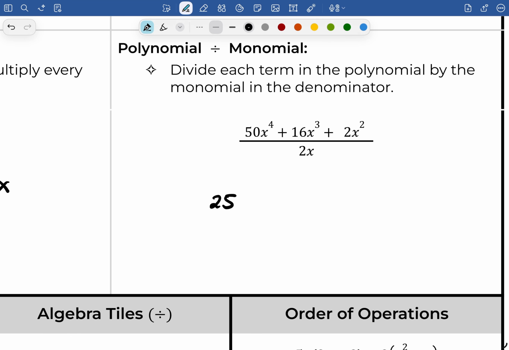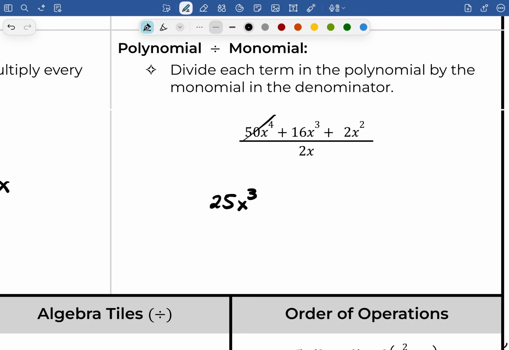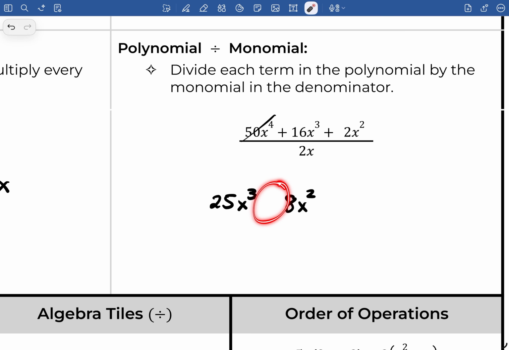25. And then we have 4 x's on the top and 1 x on the bottom. How many x's will we have left? 3. There we go. Okay, and now we're done with that one. We can move on to this stuff. So what is 16 divided by 2? 8. What is x to the power of 3 over x? Okay, and what should I put here in the middle to attach those two terms? A plus. Essentially, because we had positive 8 as our answer, we'll use a plus sign to attach them together.